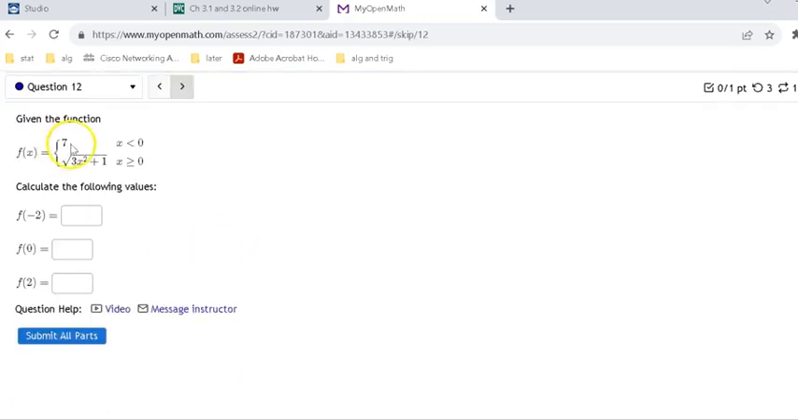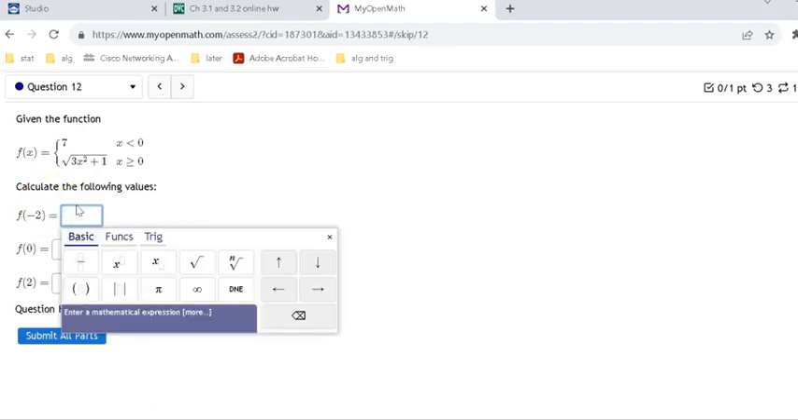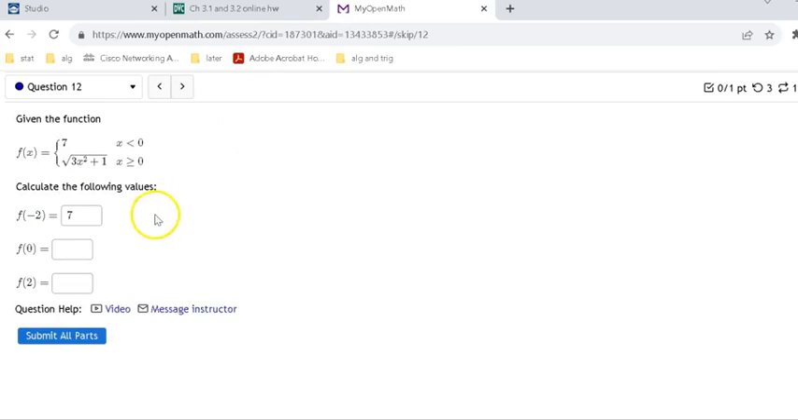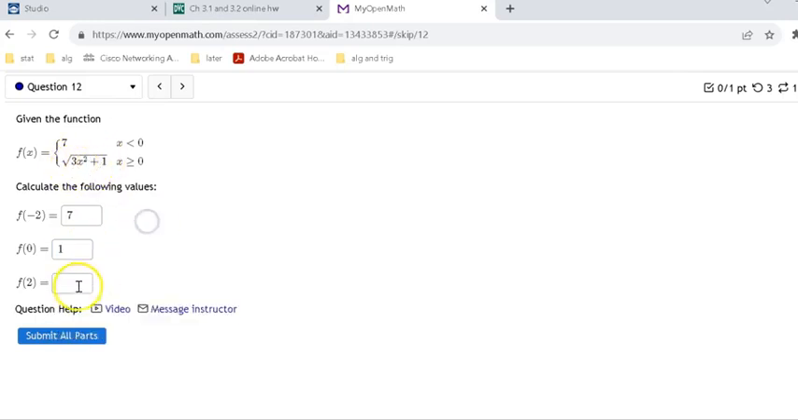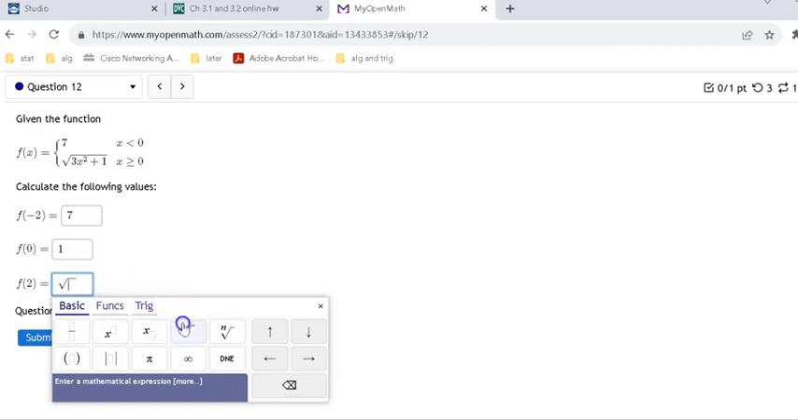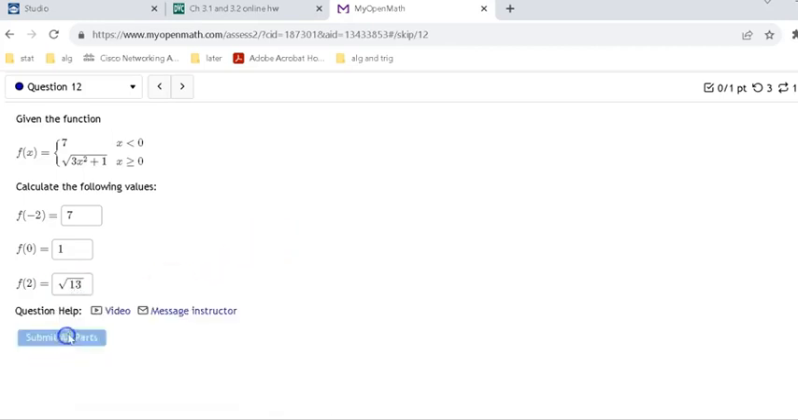So this is a piecewise function. 7 is for x less than 0. If x is greater than 0, it is the square root of 3x squared plus 1. So negative 2 is less than 0, the x value is less than 0, so I always put 7 as the answer. Above 0, I would use this formula. So that would be 1, because 3 times 0 is 0, plus 1. Square root of 1 is 1. What about 2? So 3 times 2 squared is 3 times 4, 12. 12 plus 1 is square root 13. So you just enter the exact value.